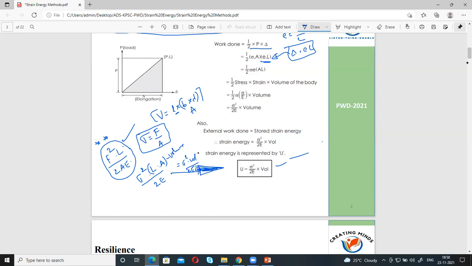See, what is resilience? Resilience is the energy stored. What is this particular part? You just see here. Half into P into delta, right? What is half into P into delta? This particular part is half into sigma into epsilon into A into L. Once again, if you alter this, you are getting this equation only.